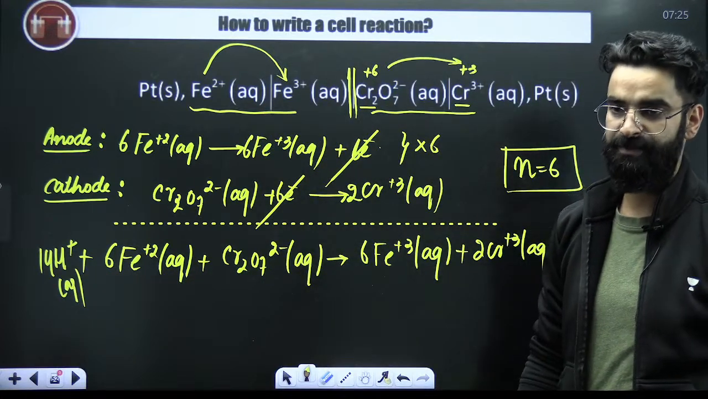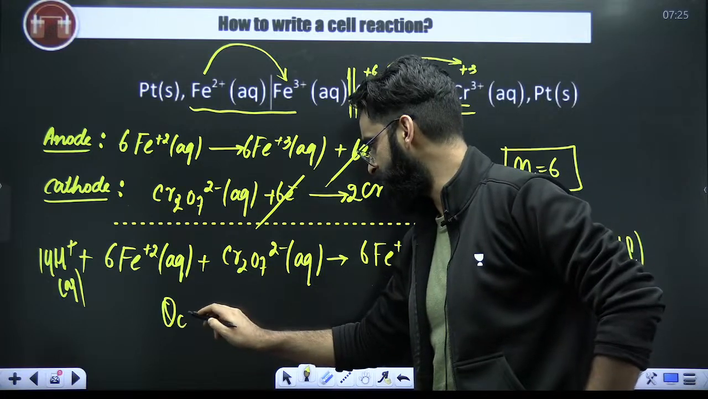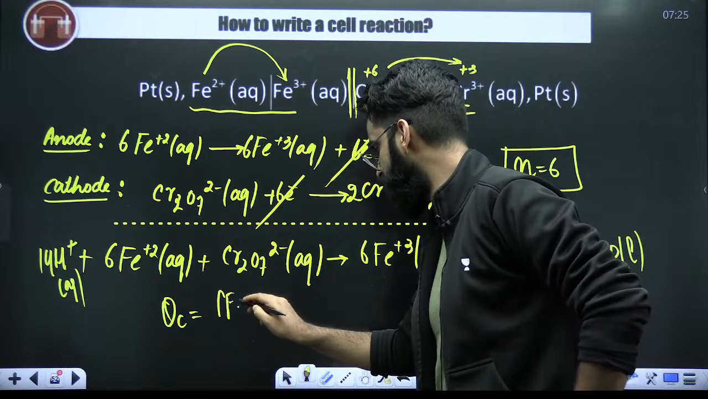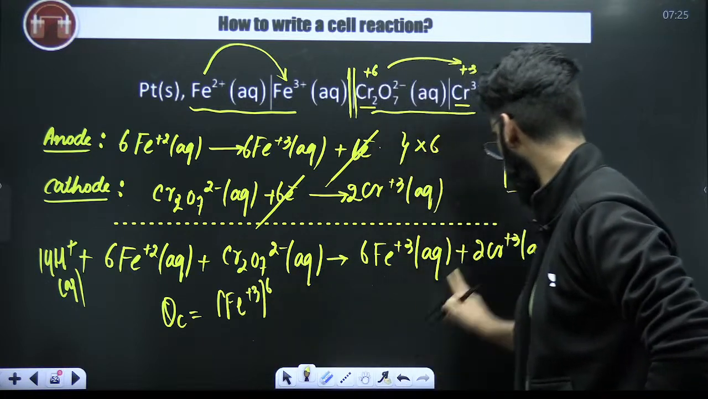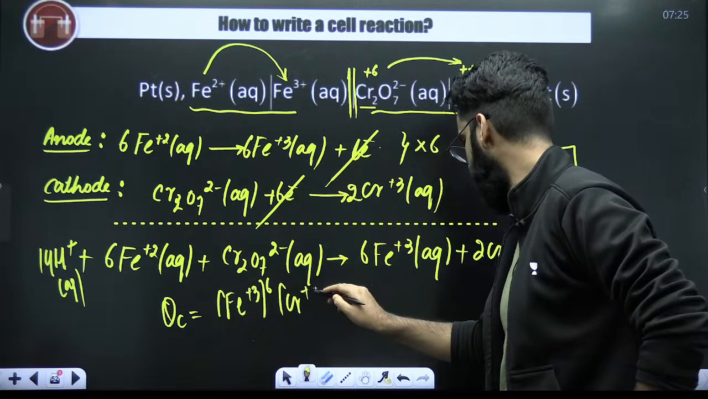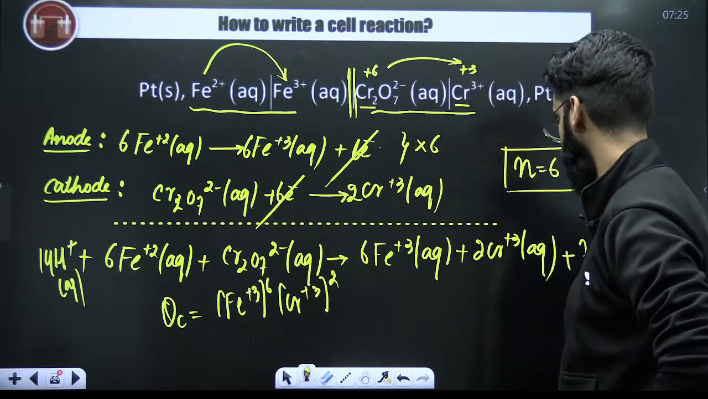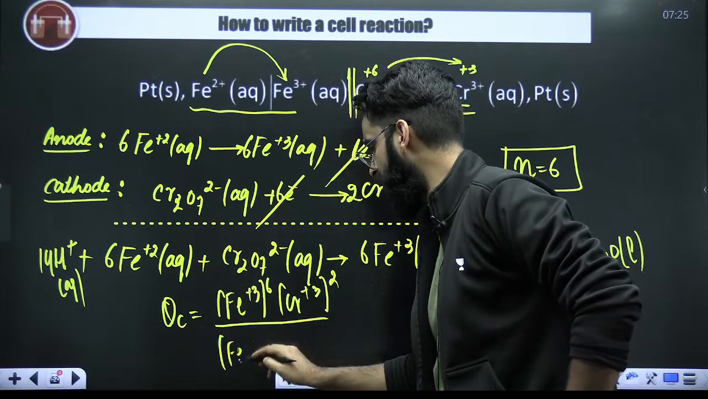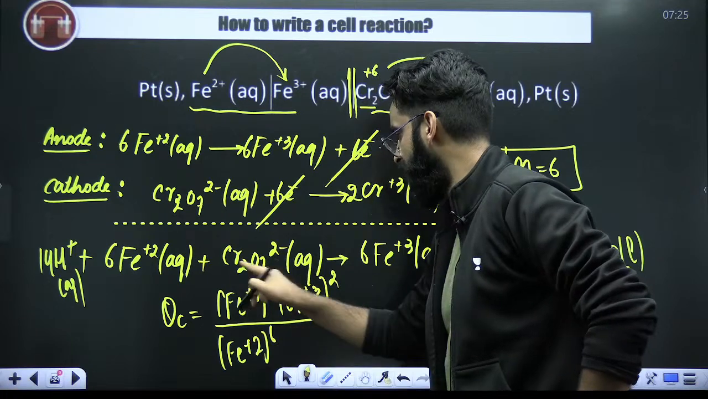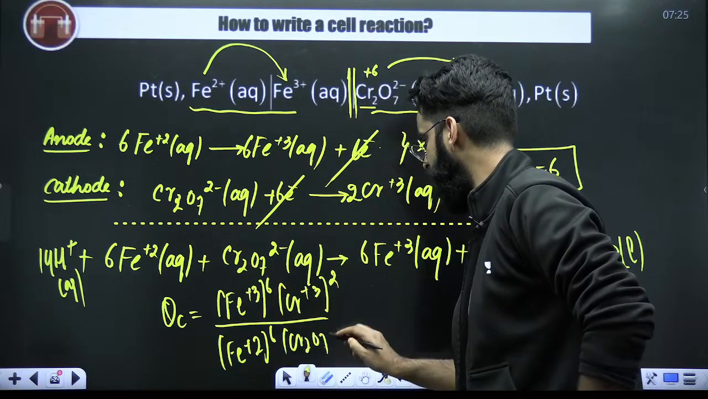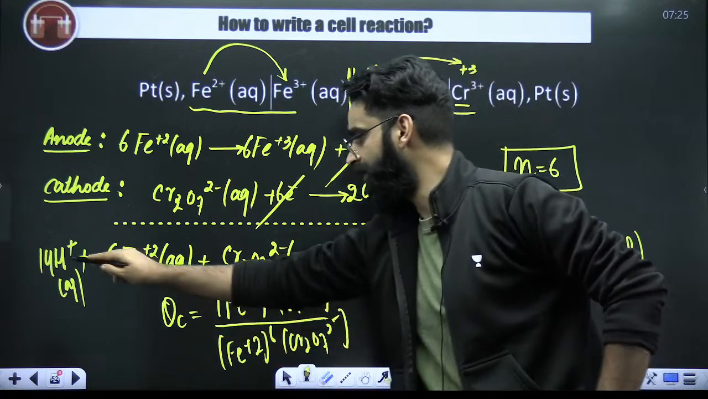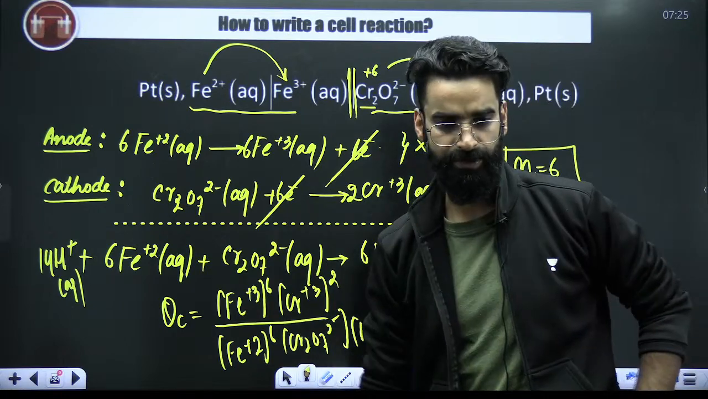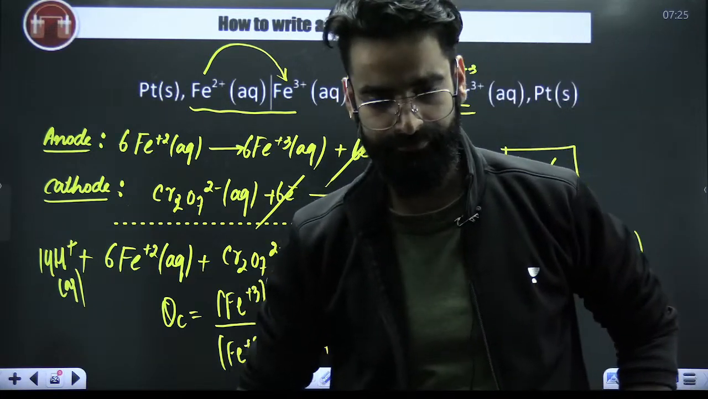Now it's time to write the expression for QC. How do we write the expression for QC? Start with the product. It's an aqueous form, so use the term concentration. So concentration of Fe3+ raised power 6. Similarly, it's going to be concentration of Cr3+ raised power stoichiometric coefficient, that's 2. It's a liquid form, nothing to do with this. Divide by, again, use the concentration of Fe2+ raised power 6. Concentration of Cr2O7 2- raised power stoichiometric coefficient, that's 1. And here, it's going to be concentration of H+ raised power 14. So this is how you are going to write the expression for QC as well, right?